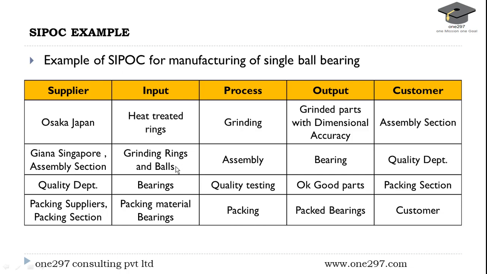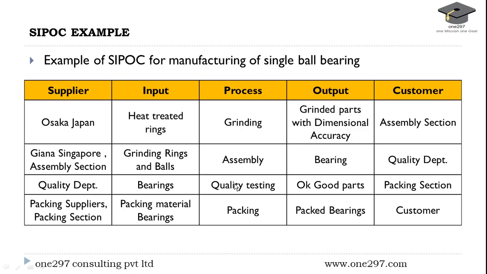Now in the assembly section, there is the assembly of grinded rings and balls. So it will be input. So who will provide the input? The grinded rings will come from the grinding section, while the balls will come from Giana, Singapore. So output will be the bearing. So the bearing will go to the direct customer, or first it will go to the quality department for inspection. So customer is quality department.